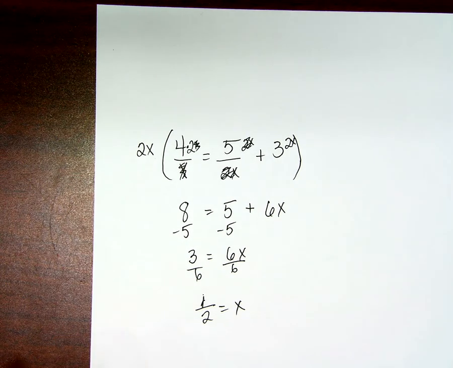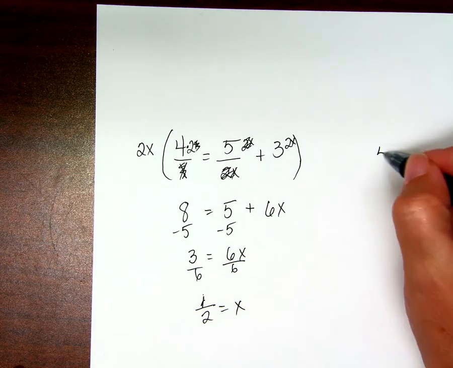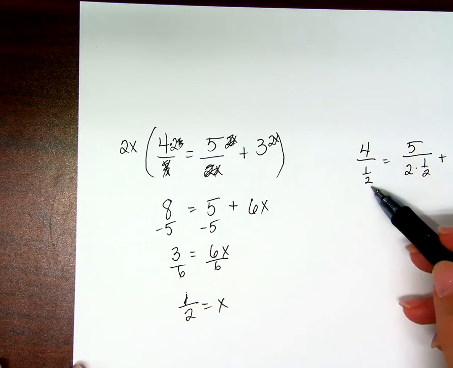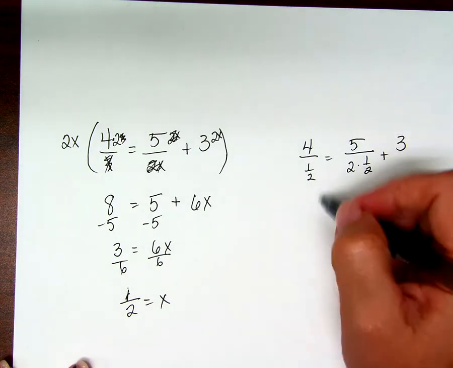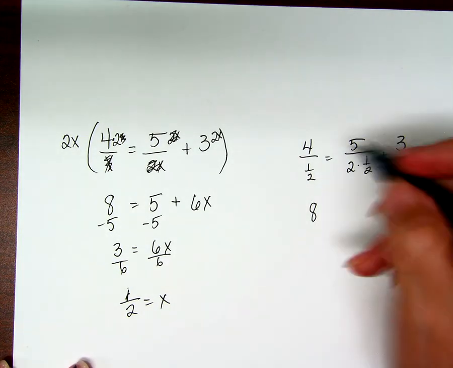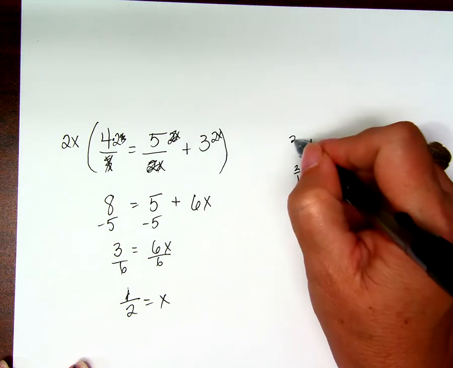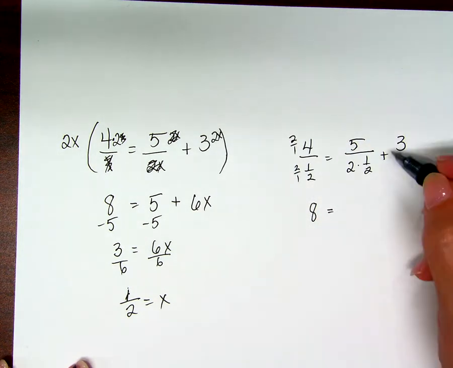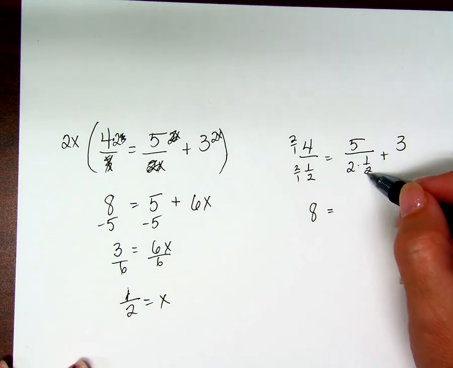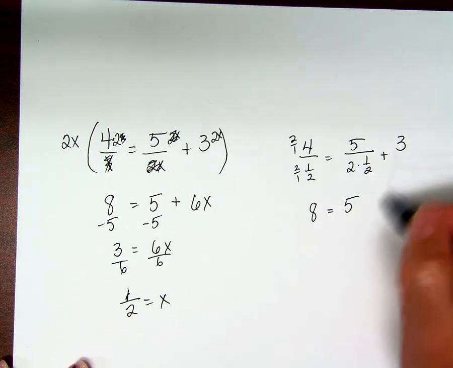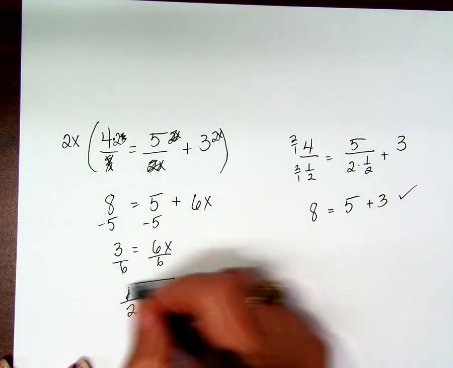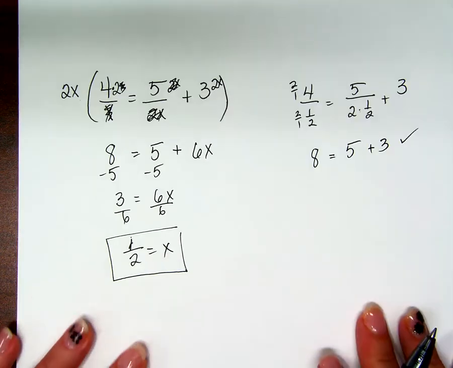How could I be sure that was correct? I could plug it in. 4 over 1/2 equals 5 over 2 times 1/2 plus 3. Well, 4 over 1/2 is just 8, right? If I get rid of the fraction by multiplying by its reciprocal, that's a 1 and that's an 8. Remember that? 2 times 1/2 is just 1, so that's just 5, and that's just 3. Is 8 equal 5 plus 3? Yeah, so that's right. There's my answer. Okay?